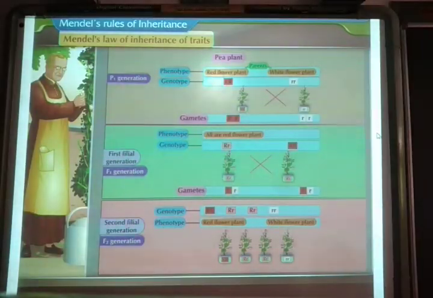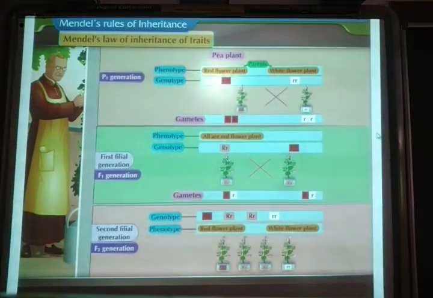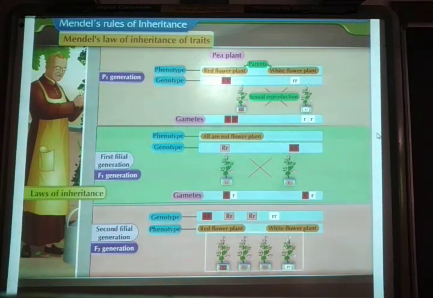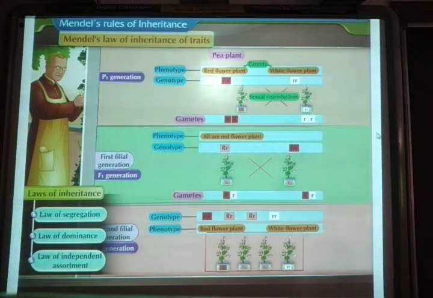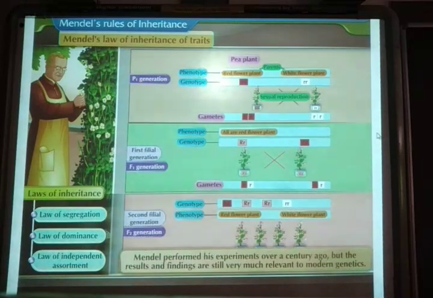Mendel thought on similar lines and conducted experiments on the pea plant that reproduces through sexual reproduction. Based on his observations and results, Mendel formulated the laws of inheritance. Mendel performed his experiments over a century ago, but the results and findings are still very much relevant to modern genetics. It is very interesting to study these experiments.